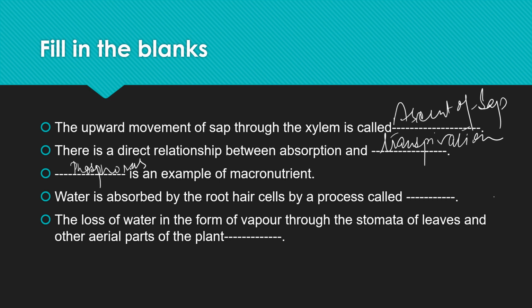The next one is: water is absorbed by the root hair cells by the process of what? The process by which it is absorbed is called osmosis. The loss of water in the form of vapor through the stomata of the leaves and aerial parts of the plant is, what is it? It is called transpiration. The loss of water in the form of vapor through the stomata of the leaves and other aerial parts of the plant is transpiration. Now we'll move on to the next one.